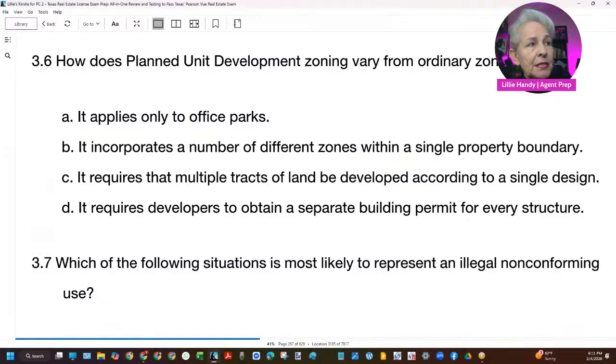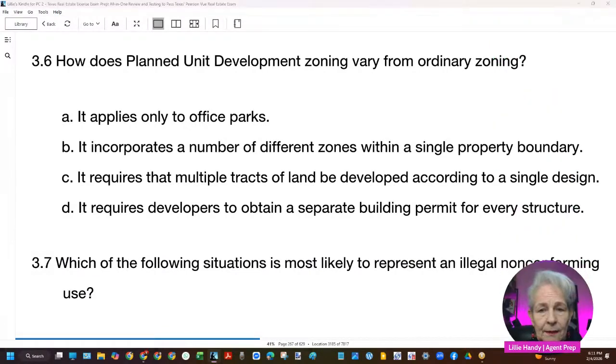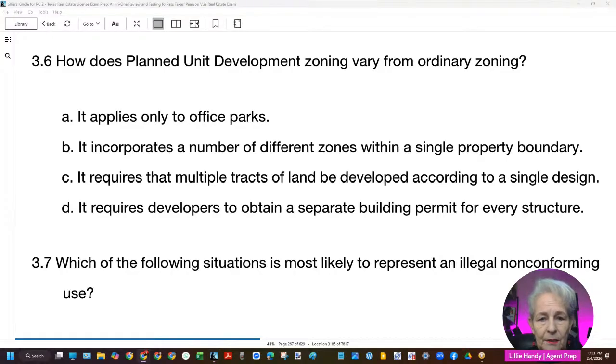Okay, so number 6. How does planned unit development zoning vary from ordinary zoning? Okay, maybe I should put this on the bottom. Yeah, that'll be better. So A, it applies only to office parks. Pay attention to those little words: only, must, never. B, it incorporates a number of different zones with a single property boundary. C, it requires that multiple tracts of land be developed according to a single design. Or D, it requires developers to obtain a separate building permit for every structure.